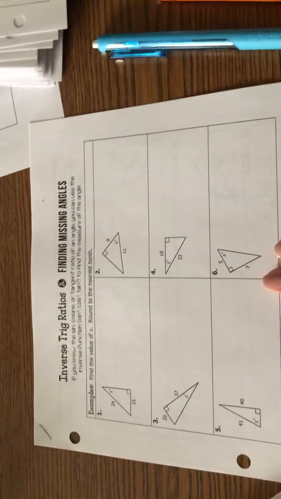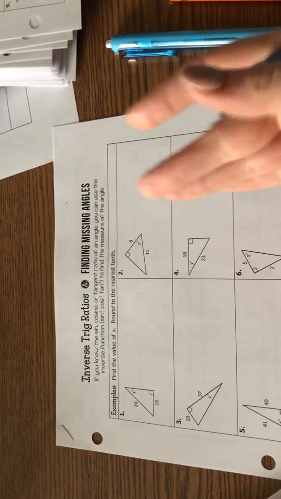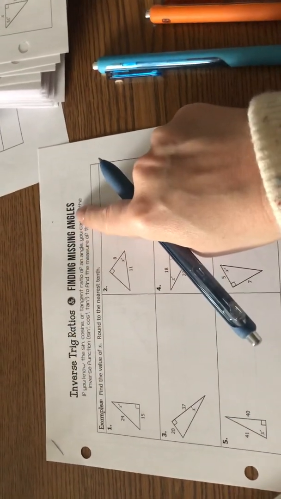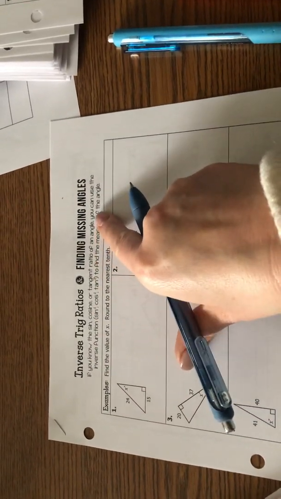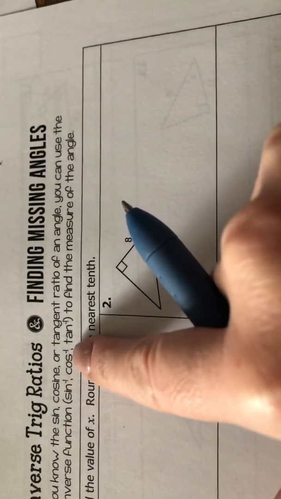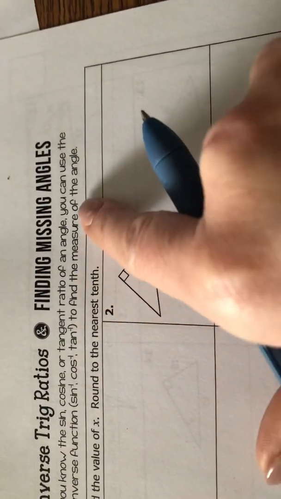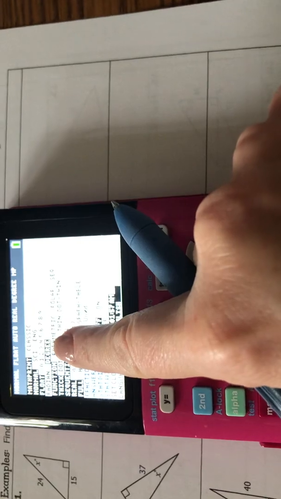All right, so we are going to use something called inverse trig. Inverse kind of means the opposite, so you can kind of think of it as the opposite. You only use inverse when you're missing an angle. So it says if you know the sine, cosine, or tangent ratios of an angle, you can use the inverse function, which is sine to the negative 1 power, cosine to the negative 1 power, and tangent to the negative 1 power to find the measure of the angle. And I will show you in a minute how to get those in your calculator, okay? Remember, your calculator has to be in degree mode. So if you go to mode, you want to make sure degree's highlighted, okay?